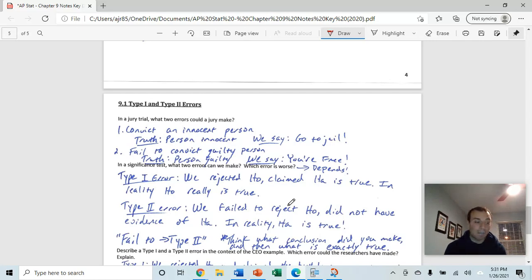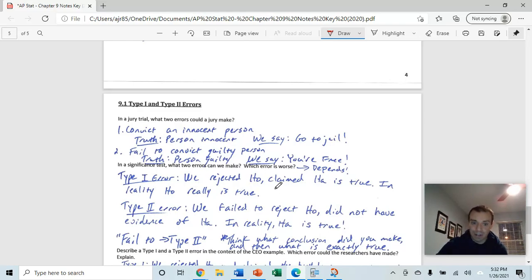And depending on the type of problem, the context that's related, it depends on which type of error could be worse to make. So a type 1 error, you always want to think to yourself, what did we do and what's true in reality? In a type 1 error, we rejected the null hypothesis and claimed the alternative is true, while in reality, the null is actually true. So you've made an error.